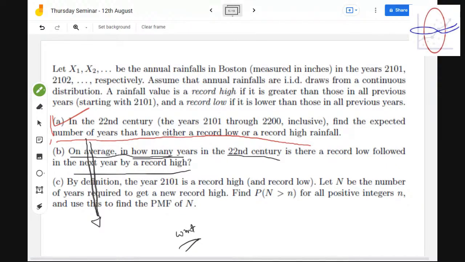So try out. Take a screenshot of this problem and try it out. Okay. N is the number of years to get a new record high. What is the new record high? X 2101 is the record high. So the new record high, you can easily understand that. Okay. So find out. It's really easy.